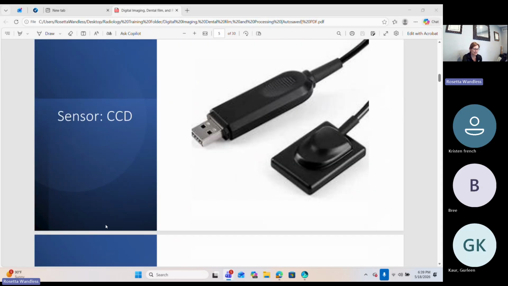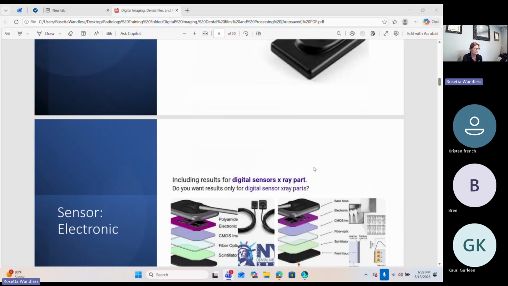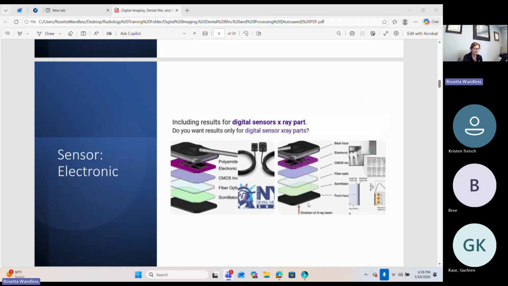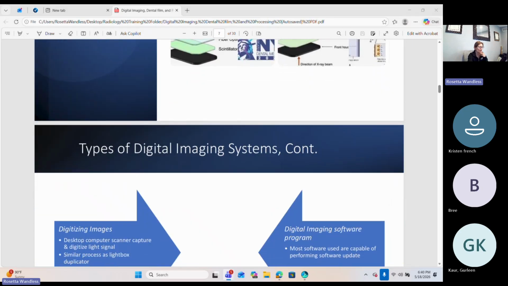And then again, our sensor, or our charge coupled device, which is nothing more than an electronic piece. There's an electronic chip inside, which we talked about in the parts of the sensor. Looking at it, it has fiber optics in it, it's electronic. And that's important because we can't really wet this. So we have to disinfect it with a cavicide wipe or some sort of intermediate disinfection solution, but it can't be soaked. We have to wipe it gently in order for it to work.